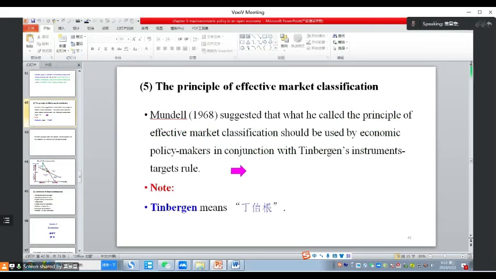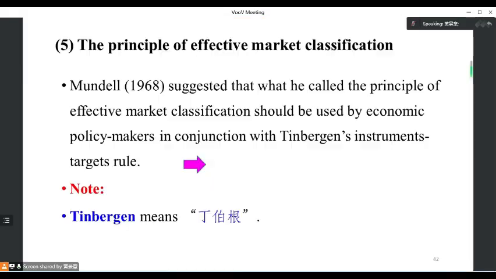Today, we are going to study the content, continuing from last time. Let's see section 5. The principle of effective market classification.